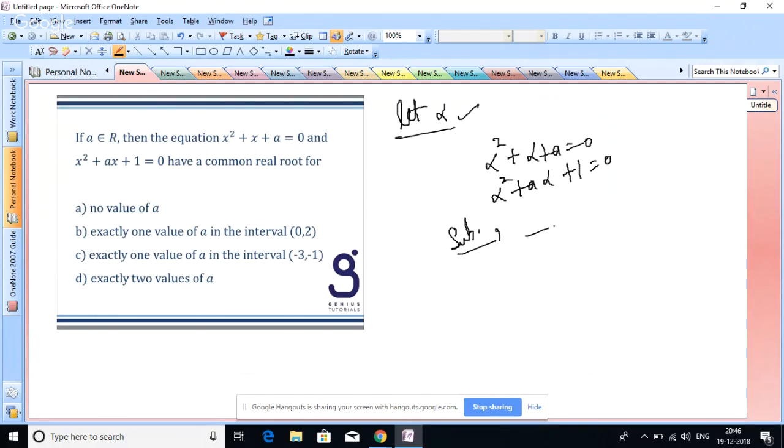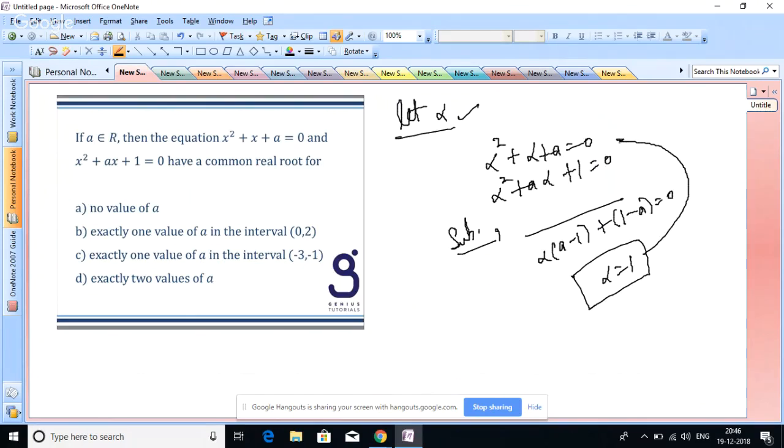then we will get alpha into A minus 1 plus 1 minus A, this is equal to 0. This way we will get alpha is equal to 1. Now if I substitute alpha is equal to 1 in this, we will get 1 plus 1 plus A is equal to 0. That means A would be minus 2.